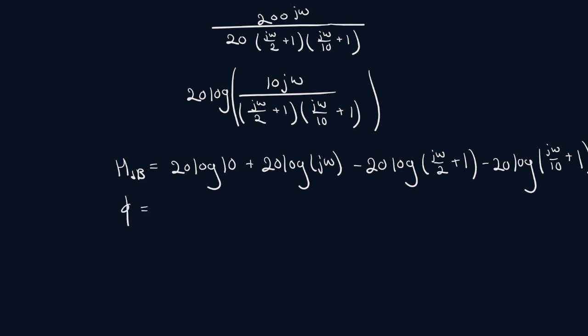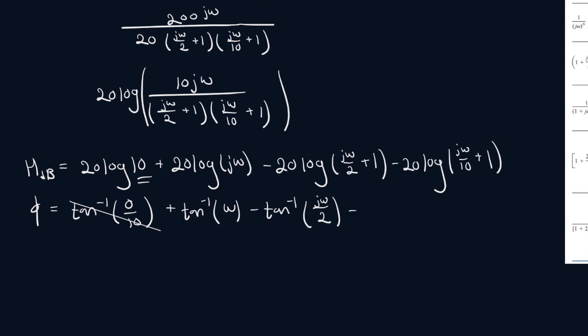Now to get the phasor, we just take the imaginary components and divide by the real components. The first one will be tan inverse of the imaginary component, which is 0, over the real component, which is 10. So this is just 0, plus 20 tan inverse W over 1, so just W, minus tan inverse JW over 2 over 1, minus tan inverse JW over 10 over 1. Okay, so tan inverse of 0 is just going to be 0. So this is what our phasor is going to be equal to.